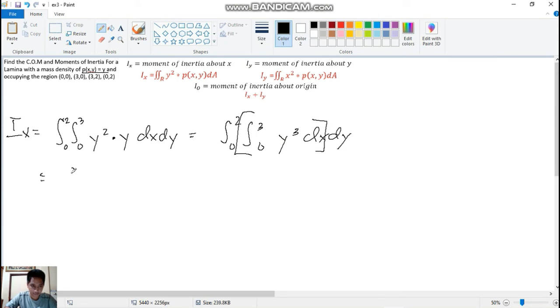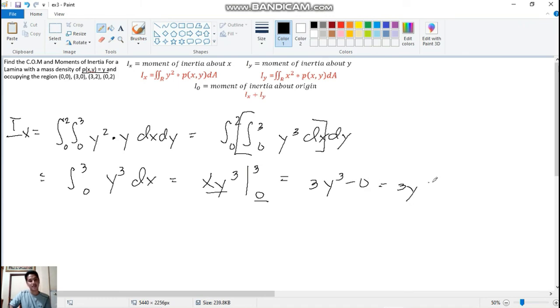That is equal to the double integral of y raised to 3 dx. We're going to get the antiderivative of y raised to 3 in terms of dx or x. So that is simply xy raised to 3. The values of x are 3 and 0. So we need to substitute the different values. So 3y raised to 3, substitute 0 in this equation, it will become 0. So our answer is 3y raised to 3. We're going to substitute 3y raised to 3 in our equation.